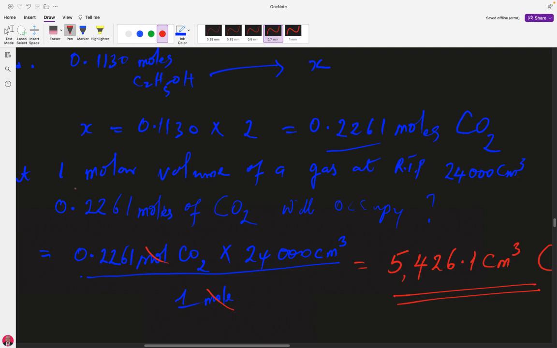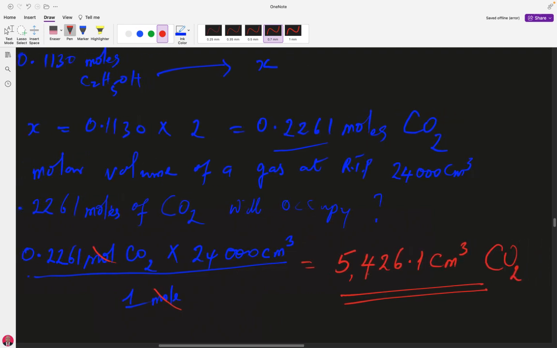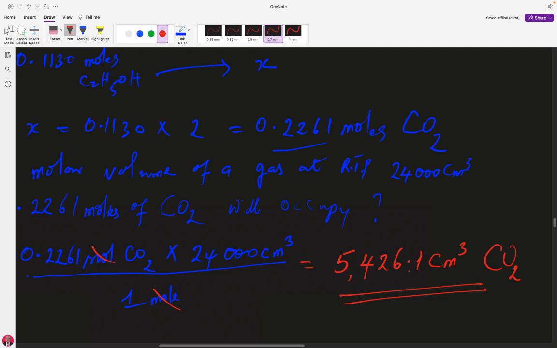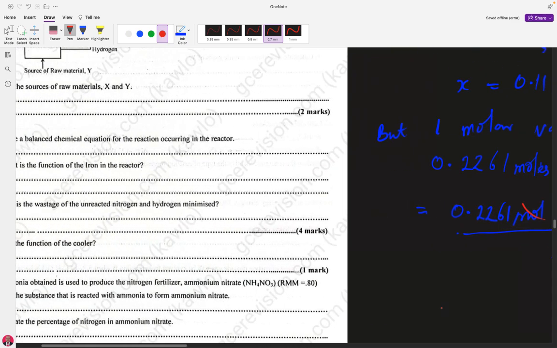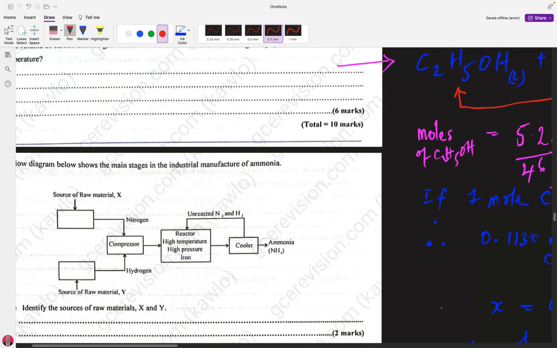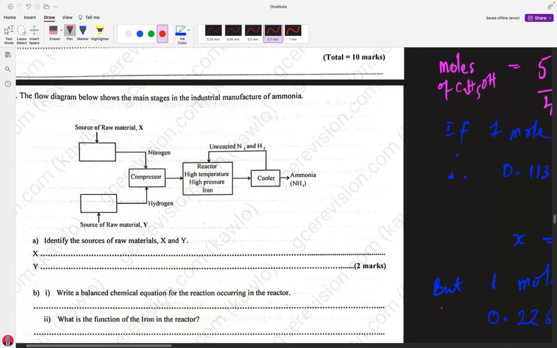So now, if one mole of carbon dioxide will occupy this at room temperature, then this number of moles of carbon dioxide will occupy what? This is the volume, and our answer is 5,426.1 cubic centimeters, or 5.426 decimeter cube of the gas. Thank you, and that will be our answer. So that is the answer there. It took us a longer way.